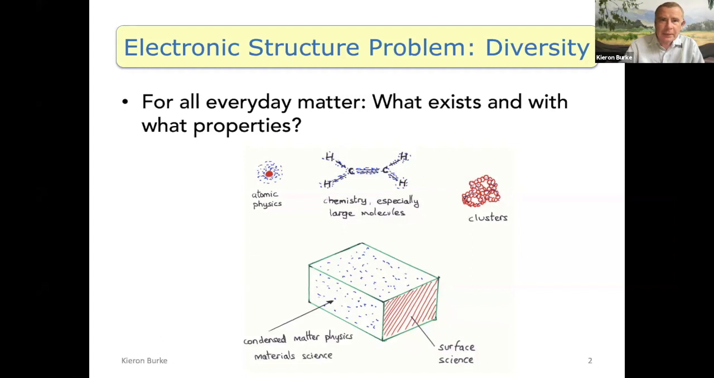And it would be nice to be able to answer questions like what can exist and what are its properties in many parts of, let's call it, everyday science and even materials these days under extreme conditions.